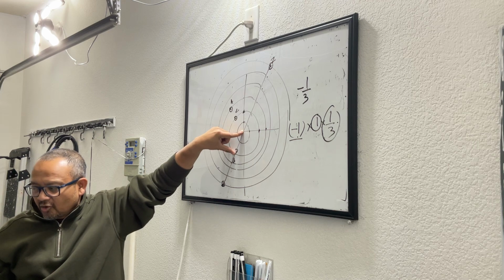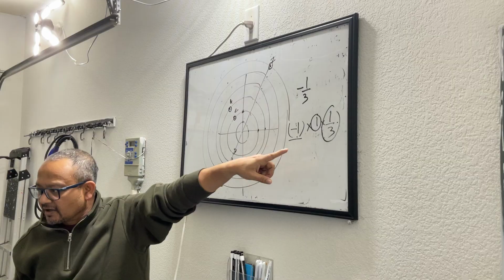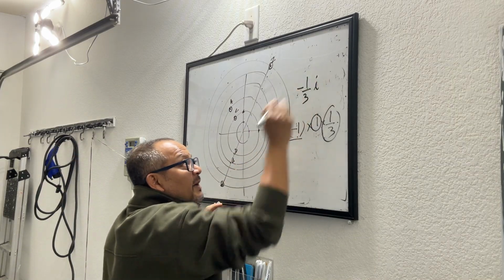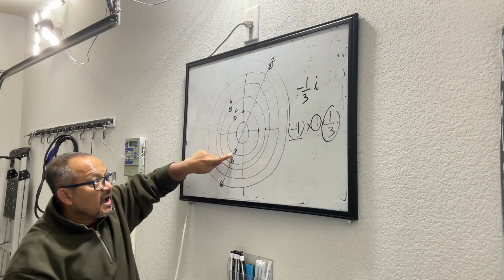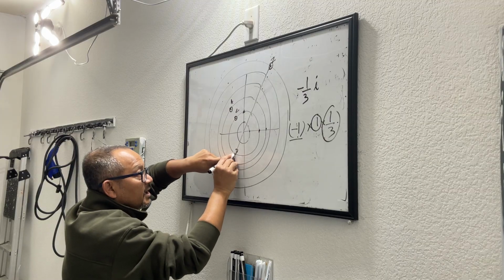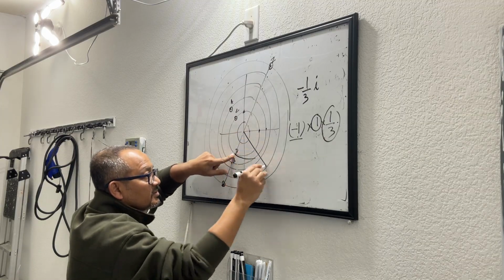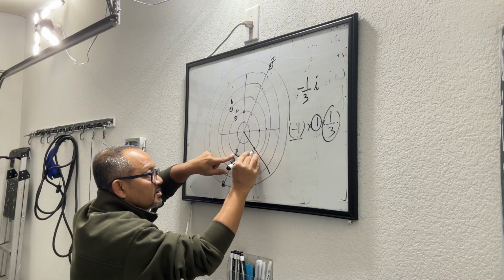Correct? So always try breaking it into smaller pieces. Okay? And that will give you enough clue. If this would have been minus 1 by 3 times I, you would have come here and then for I, another 90 degrees you would have added. You would have come here to this place.